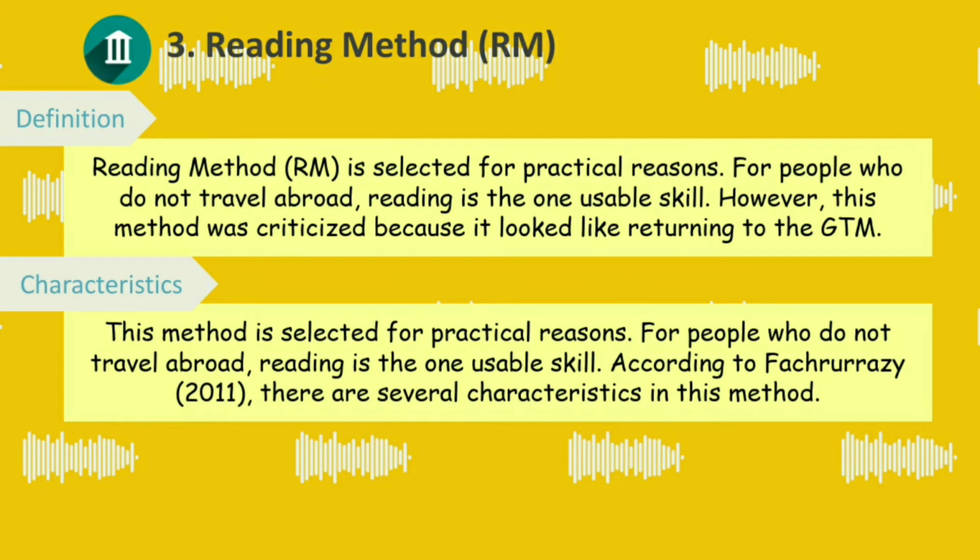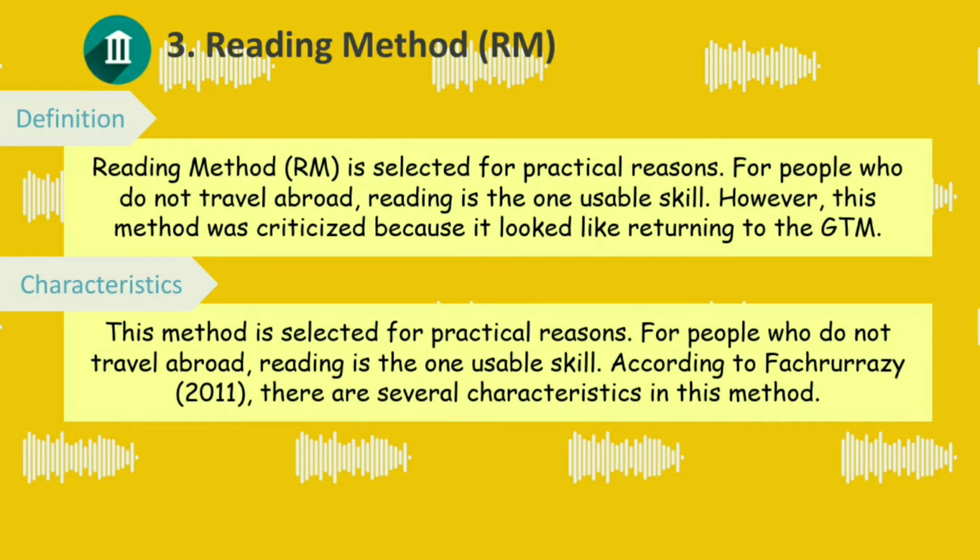The definition of reading method is that it was selected for practical reasons. For people who do not travel abroad, reading is the one usable skill. However, this method was criticized because it looked like returning to the GTM. According to Fahru Razi 2011, the characteristics of reading method are: first, the objectives in priority order are reading ability and current and historical knowledge of the country where the target language is spoken.